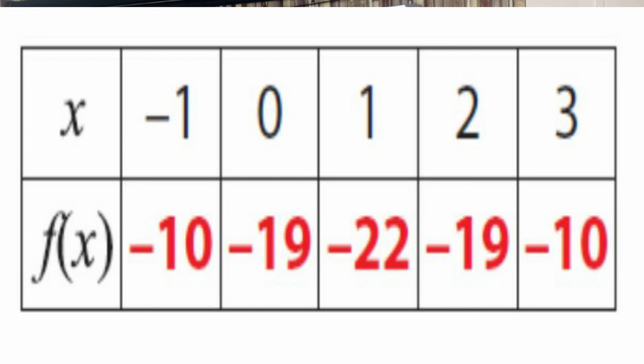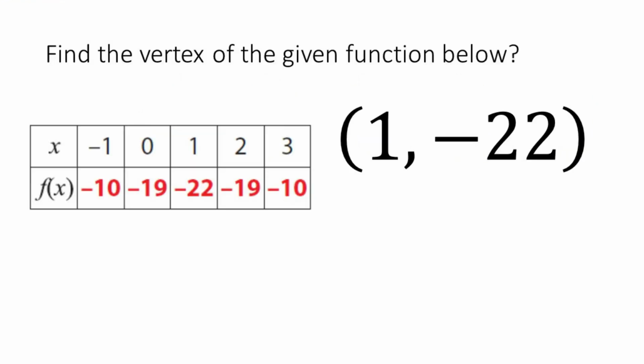Upon looking at negative 10, negative 19, negative 22, it becomes again negative 19 and again negative 10. It means that negative 22 is the middle value of f of x. Therefore, the vertex for this table of values is 1, negative 22.